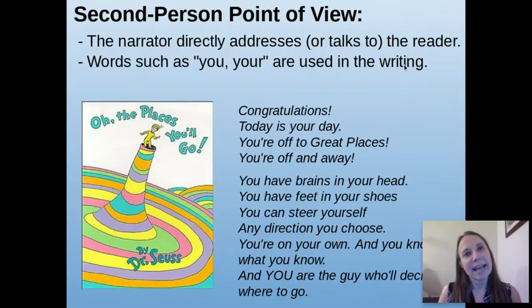Now, we don't see second person point of view nearly as often. It is when the narrator directly talks to the reader. So you'll see words such as you or your because they're talking to you. They're talking to the reader. So one example that we looked at earlier this year briefly would be from Dr. Seuss's Oh, the Places You'll Go. And you'll see several you and yours because the narrator in the poem is talking to the reader. "Congratulations, today is your day. You're off to great places. You're off and away," and so on.